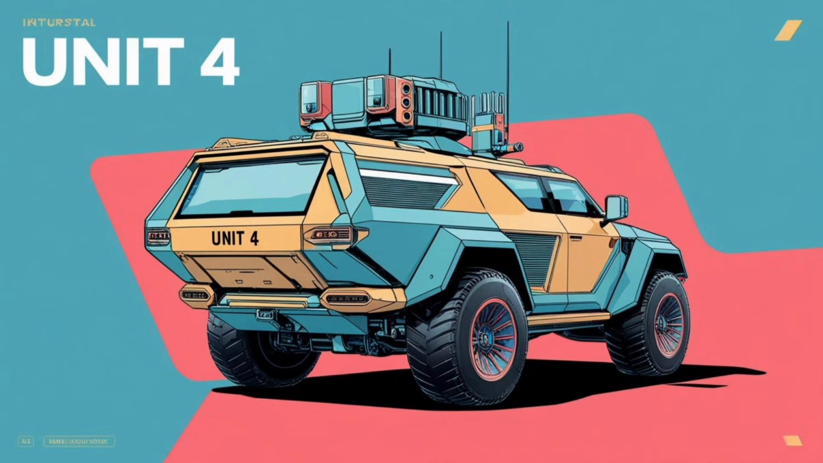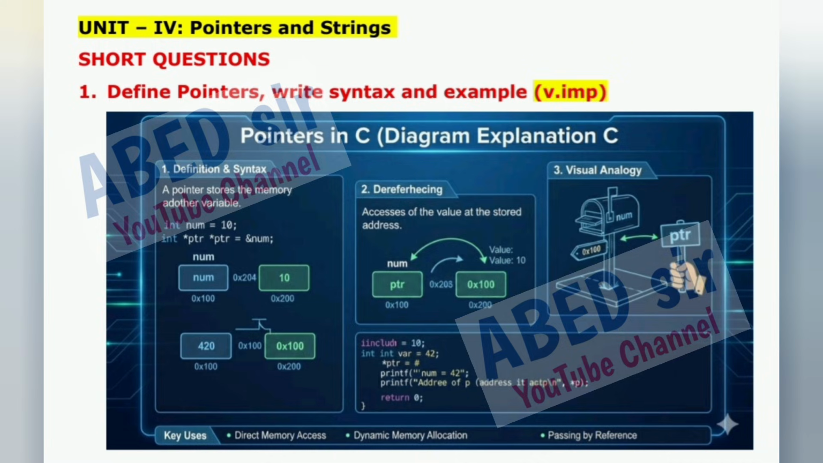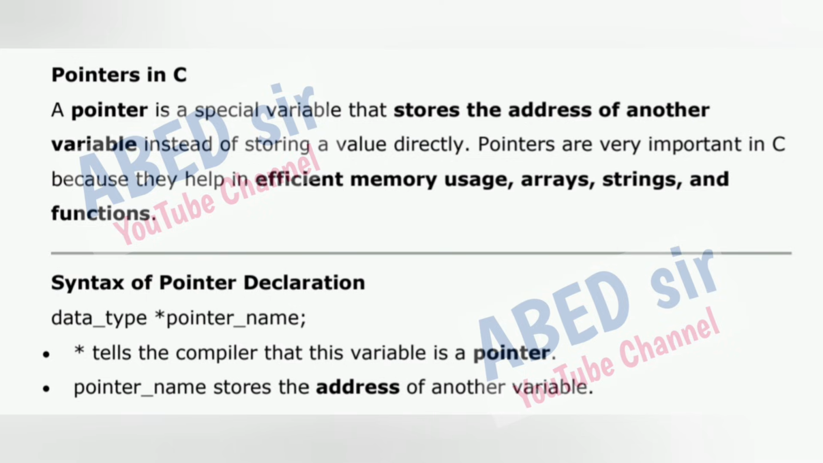Unit 4 first important short question is: define pointers, write syntax and example. Pointers in C. A pointer is a special variable that stores the address of another variable instead of storing a value directly. Pointers are very important in C because they help in efficient memory usage, arrays, strings, and functions. Syntax of pointer declaration: data_type *pointer_name. The asterisk tells the compiler that this variable is a pointer. pointer_name stores the address of another variable.